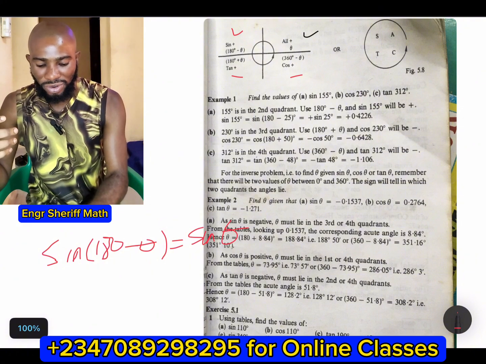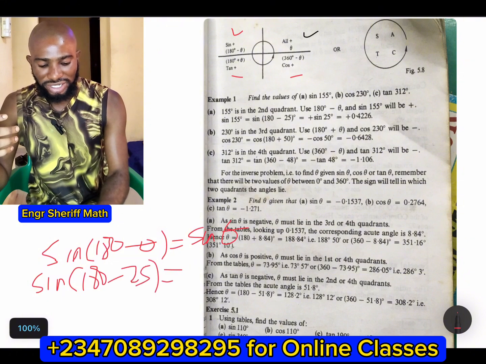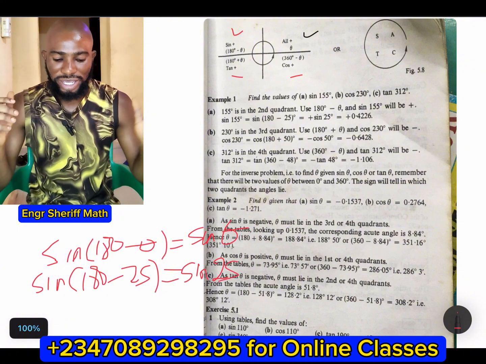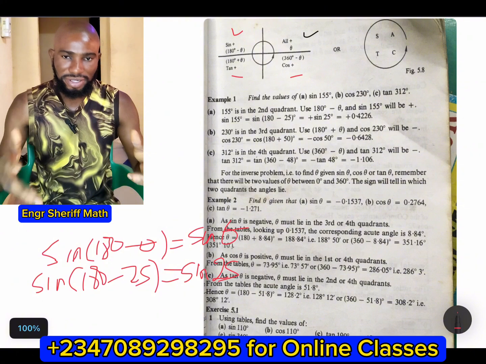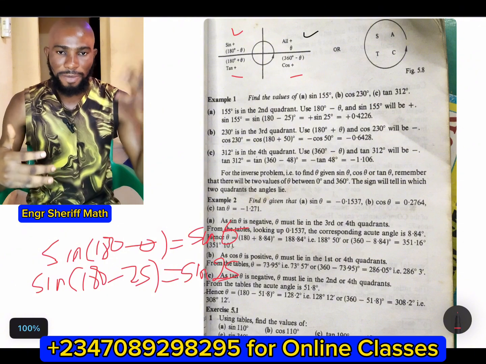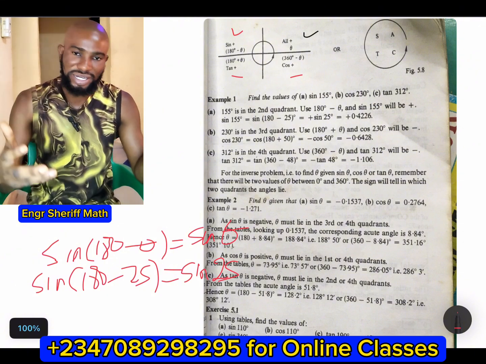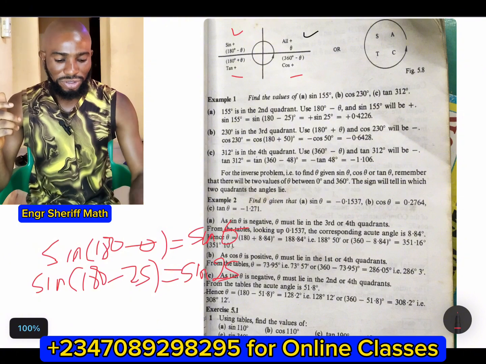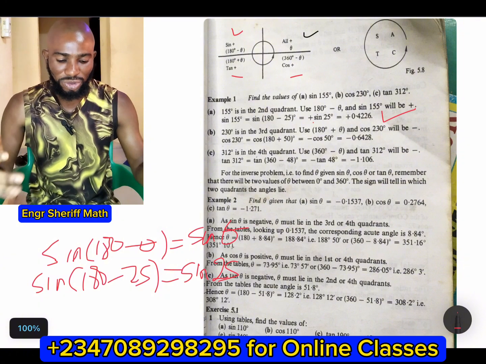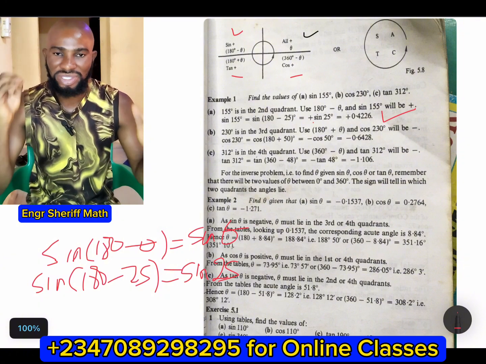That is, sine of 180 minus 25 is equal to sine 25 degrees. So this is sine theta, the formula for the second quadrant. So 180 minus 25 degrees is 155. And for that particular reason, your answer is plus sine 25, because sine of 180 minus theta in the second quadrant is positive. So if you find sine 25, the answer you have will be the answer for the second quadrant, which is sine 155 degrees.